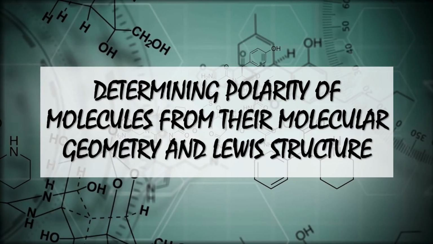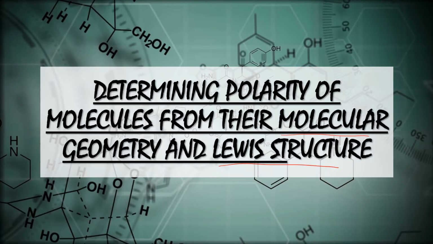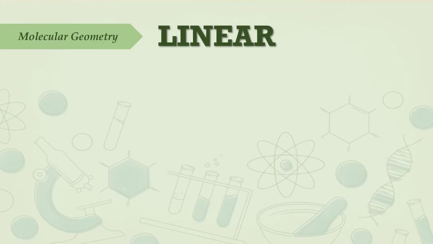Now, let's proceed to determining polarity of molecules from their molecular geometry and Lewis structure. So, let us now apply our knowledge on drawing Lewis structure and the different types of molecular geometry to determine the polarity of molecules. So, we have actually 11 types of molecular geometry. Let's begin with linear geometry.